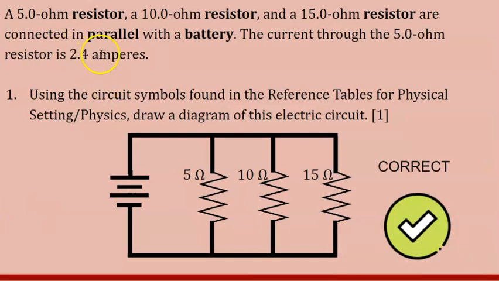If you'd like to label the 2.4 amperes next to the 5 ohms, you can definitely do that, and it might help you later in the question, but it's not mandatory.